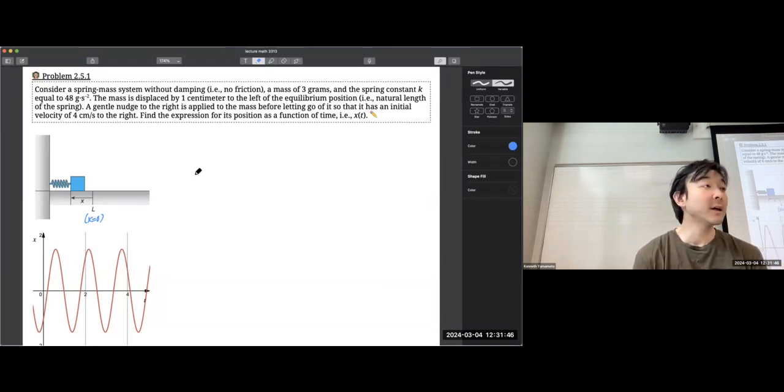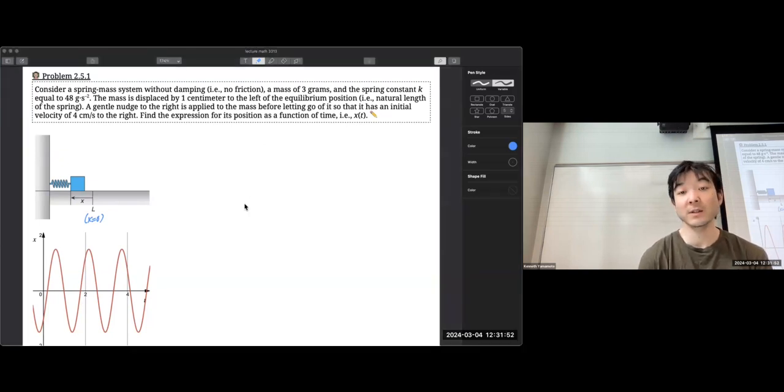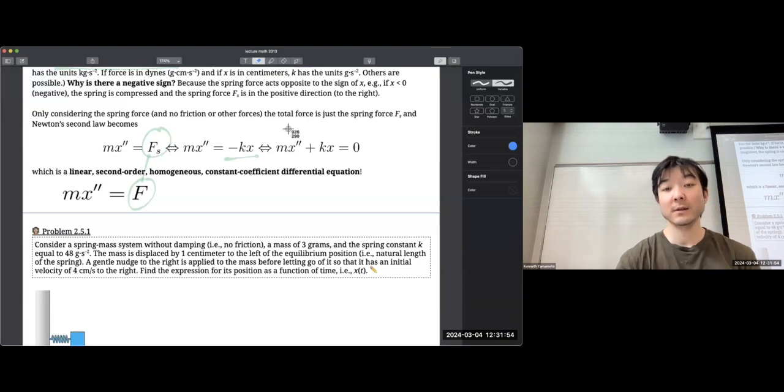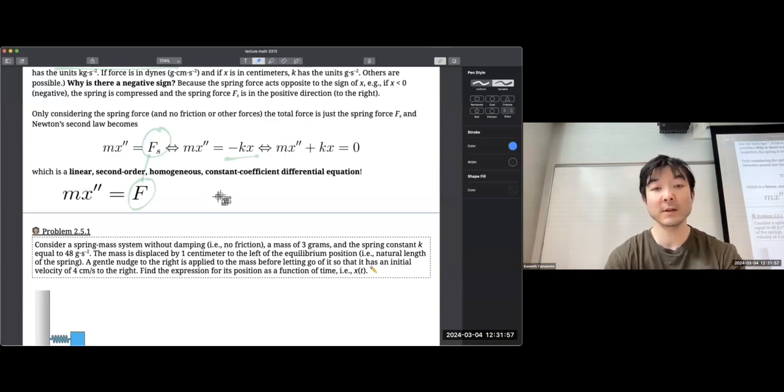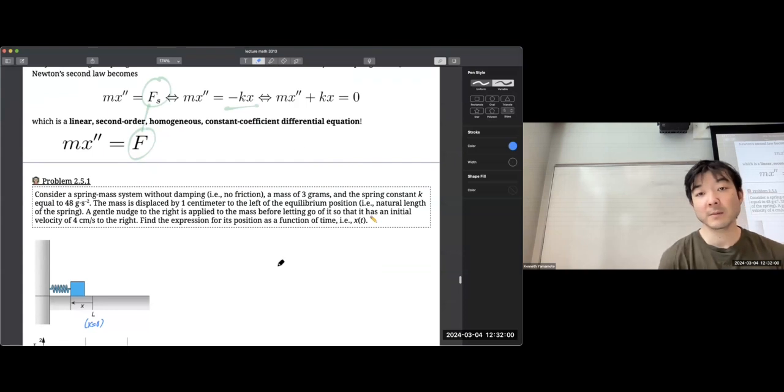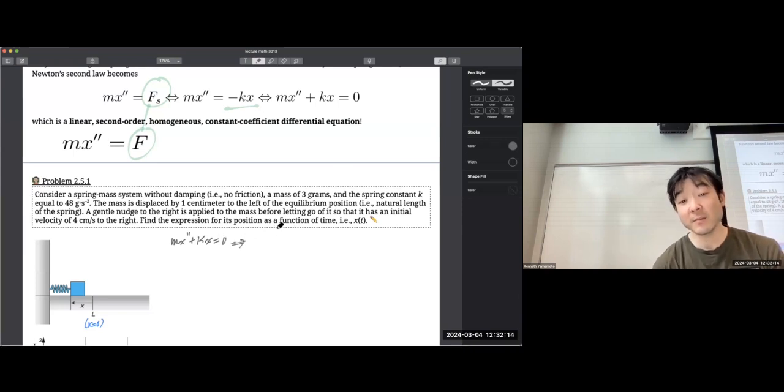The only force that's acting on it is the spring force. And it's basically the differential equation we just had before, this mx double prime plus kx. So I'll just write it down here. This is all we're going to have for this problem because we don't have any other forces but the spring. And to give you all the information you need, they tell you the mass is 3, and they tell you the spring constant is 48. And all you do is solve this differential equation.